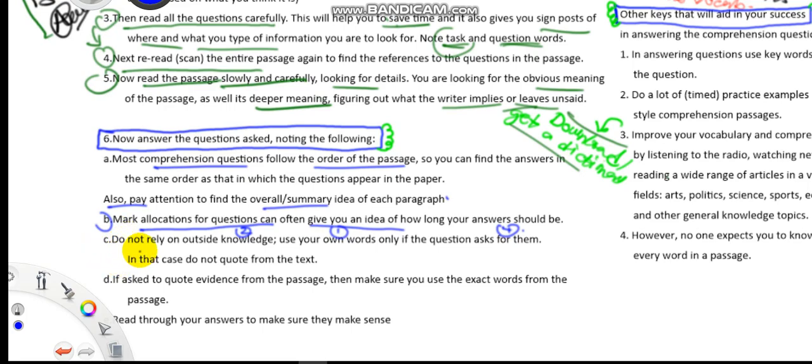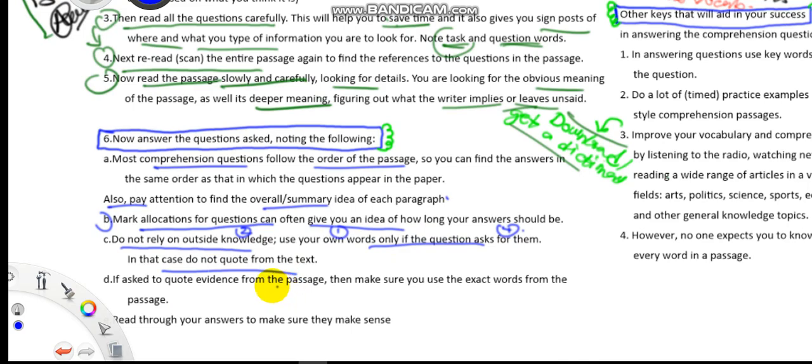And then C, do not rely on outside knowledge. This is really, really important, and this is where people mess up comprehension passages. Do not use your own ideas when answering comprehension passages, except when you are asked to. If the question asks you to give an answer in your own words, then do so. But when the question does not require your own words, do not use your own opinion. Use the answer from the text.